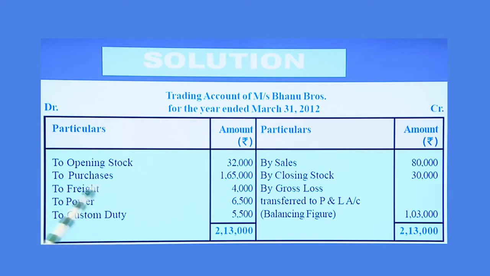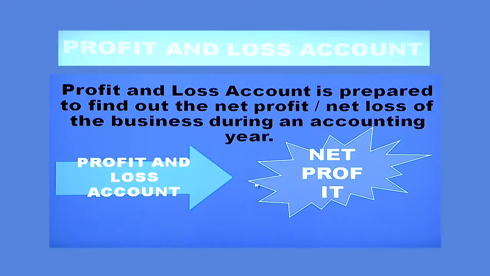Here is the solution: to opening stock, to purchases, to freight, to power, by sales, by closing stock. In this question, to customs duty also. In this question, we got a gross loss, that is the difference. There is a shortage coming on the credit side, and when we are calculating the total, in order to balance the account, you are getting 2,13,000, a higher amount on the debit side. So you are getting a gross loss. This will also be transferred to the profit and loss account. Then we can study the profit and loss account.